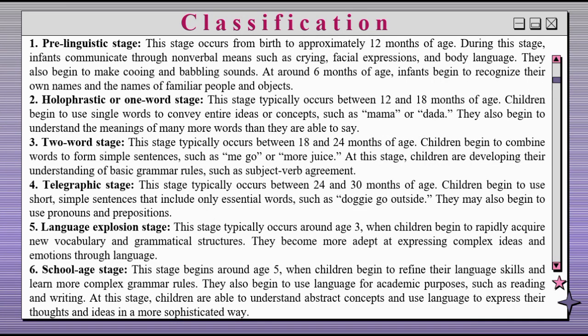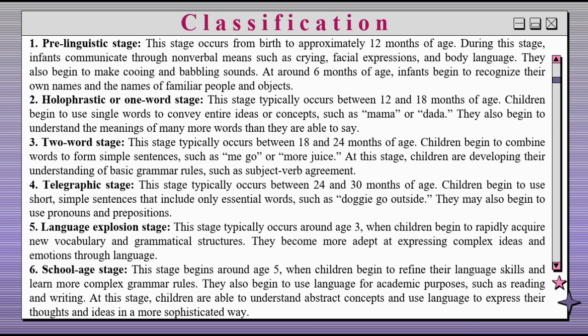Let's move on and discuss classification of language development. First, the pre-linguistic stage. This stage occurs from birth to approximately 12 months of age. During this stage, infants communicate through non-verbal means such as crying, facial expressions, and body language. They also begin to make cooing and babbling sounds, and at 6 months of age, infants begin to recognize their own names and the names of familiar people and objects.